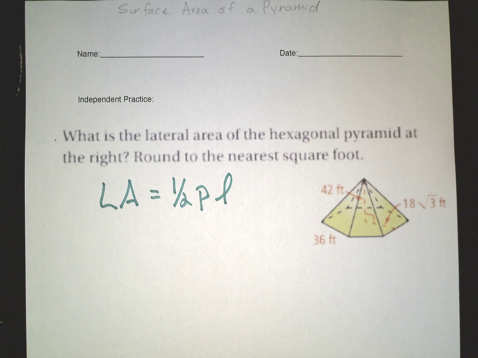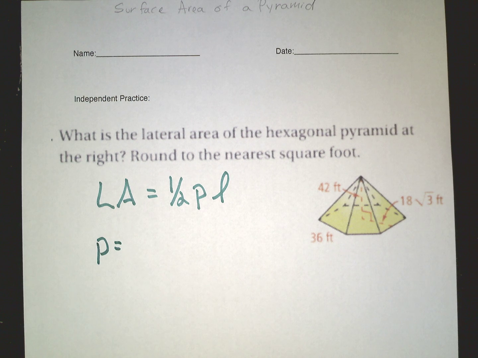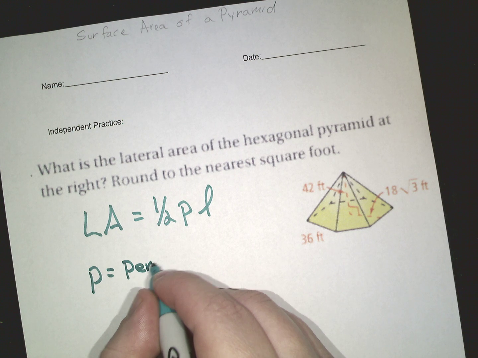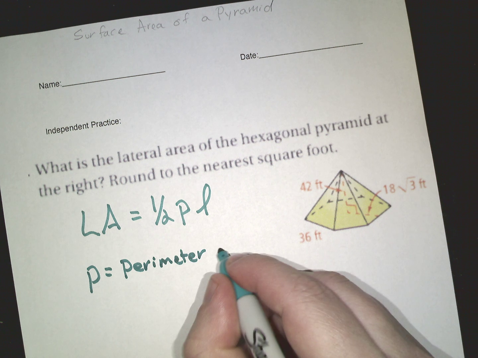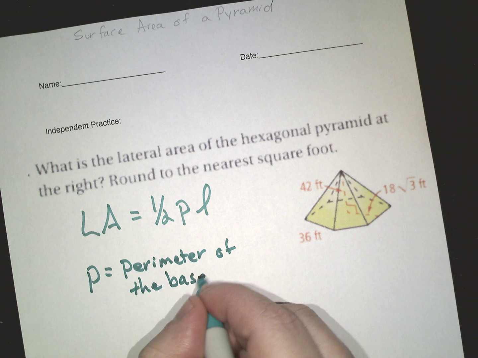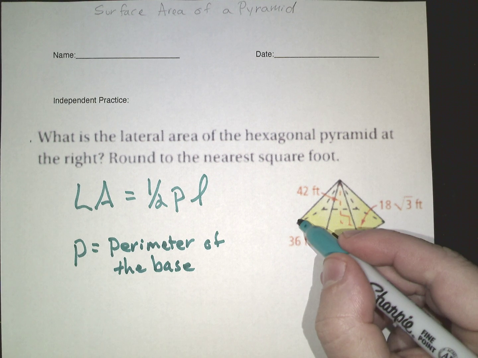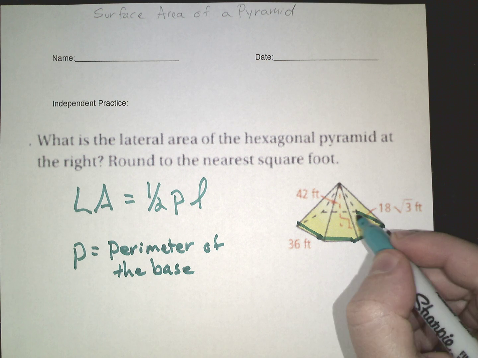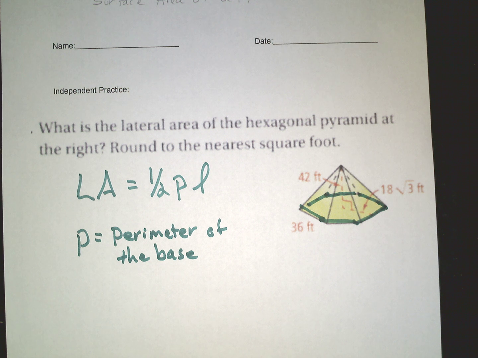1/2 is just a number. P, this little P, is what we're going to call the perimeter of the base. That's not the most terrible thing here. Hexagon, right? The base is this hexagon right here. How many sides are in a hexagon? Well, that's nice. There are 6 sides in a hexagon.